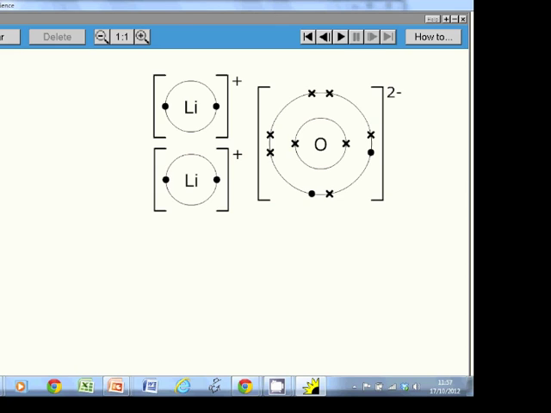This is called ionic bonding, and those diagrams you see there on the screen are known as dot-cross diagrams. You may be asked to draw those in the exam. The dots and the crosses represent electrons. Remember, the electrons are all the same, but they're shown as dots and crosses so that you can see where they've come from.